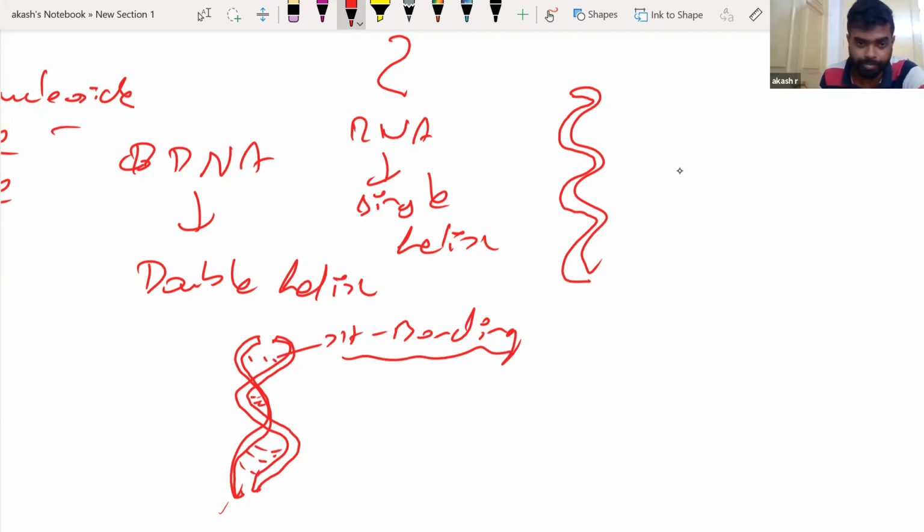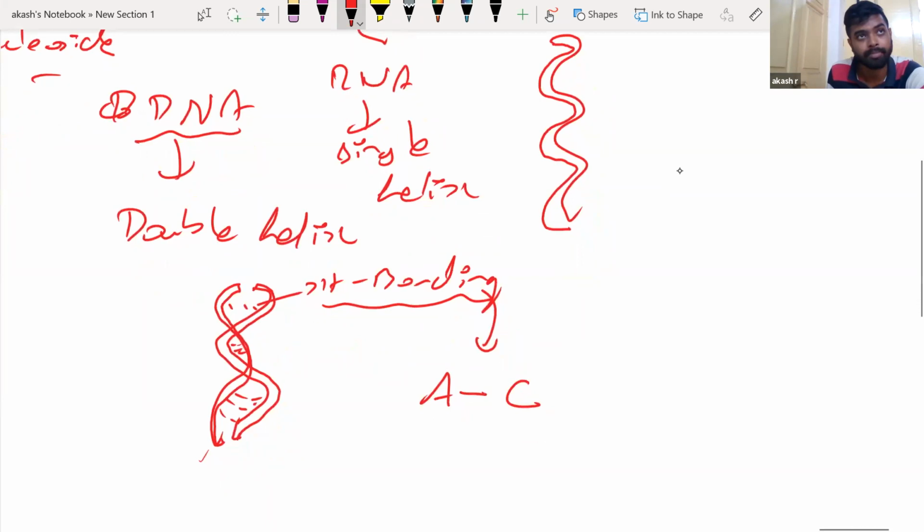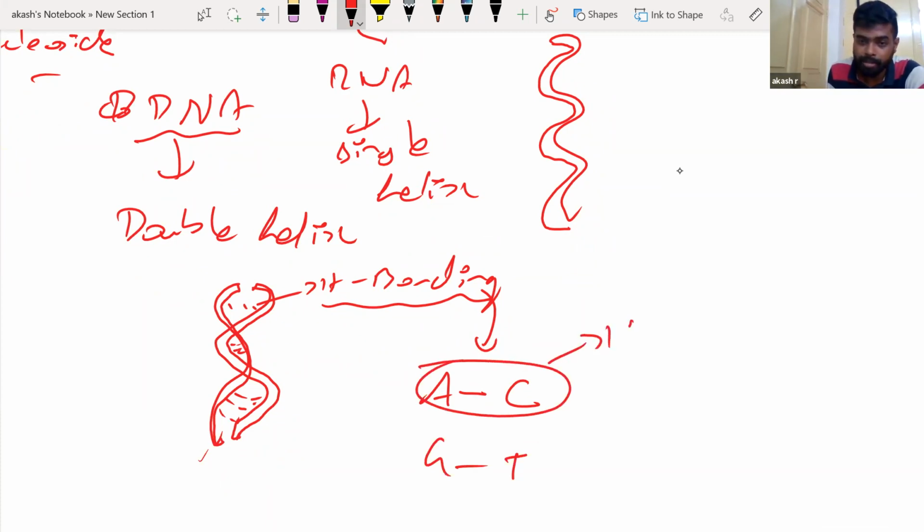Now please understand, for hydrogen bonding happening in DNA, all you have to understand is A binds with C, and G will bind with T. A and C will have a hydrogen bond, and G and T, guanine and thymine, or U, will have a hydrogen bond.